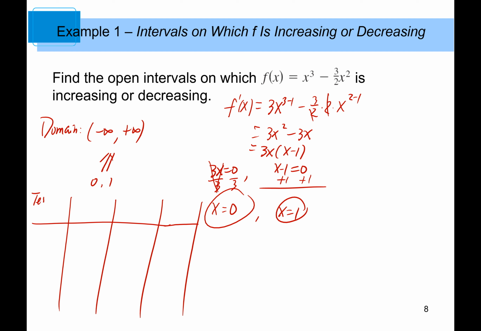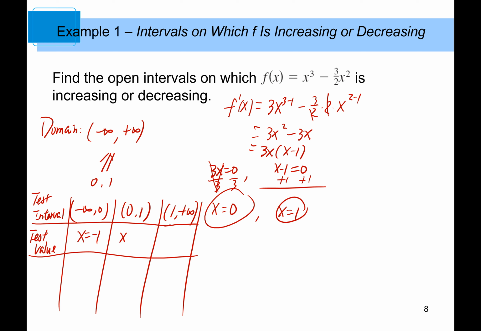Okay, first of all, put down test intervals. The first one is from negative infinity to 0. The second one is from 0 to 1. The third one is from 1 to positive infinity. I'm going to pick a value from each interval: x equals negative 1, x equals half, x equals 2.